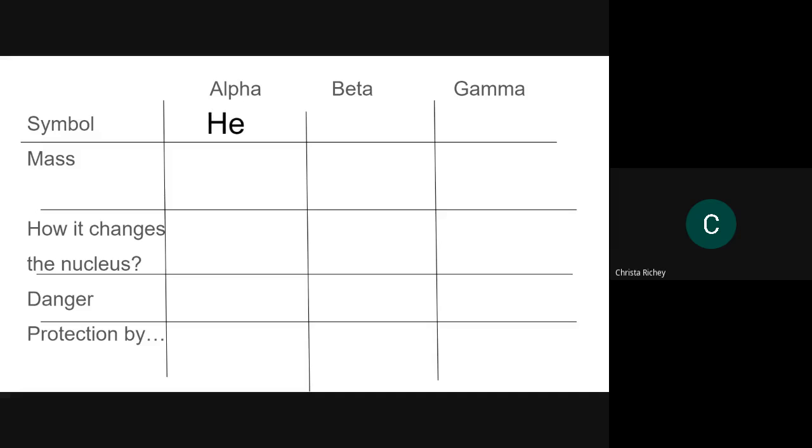So what are the numbers for a helium nucleus? What numbers go here?